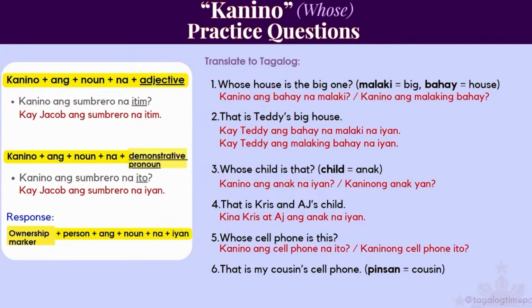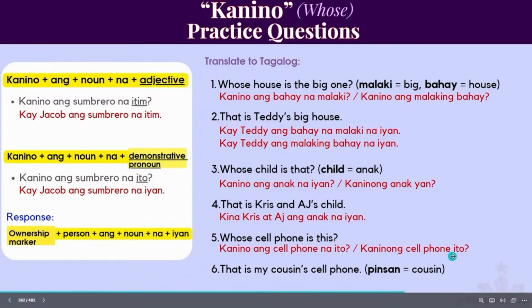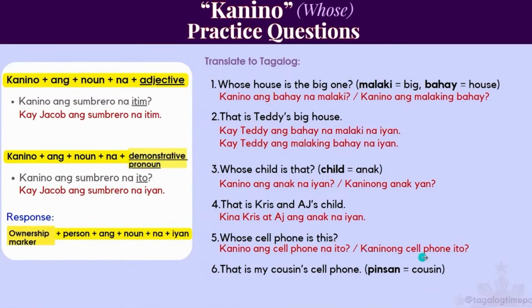Kanino ang cellphone na ito? So that's following sentence structure number 2. Kanino ang, the noun is cell phone, na, ito is the demonstrative pronoun. And just quickly speaking, someone might say, kaninong cellphone ito? So the na is dropped usually. Whenever someone is speaking quickly, the na is dropped. But I want to point out that technically there is a na.